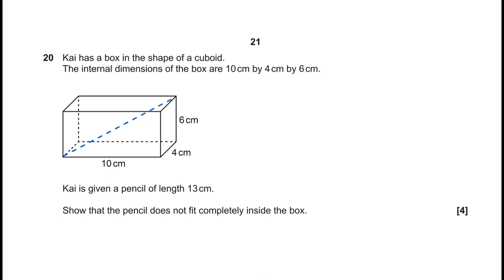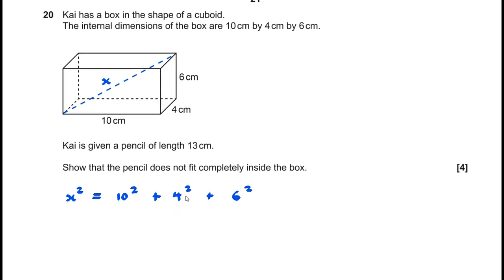Well, how could I do that? I could do that using 3D Pythagoras. So, if we use 3D Pythagoras, we have this length, I'm going to call it x. Well, I would have x squared equals 10 squared plus 4 squared plus 6 squared. 100 plus 16 plus 36 is 152.